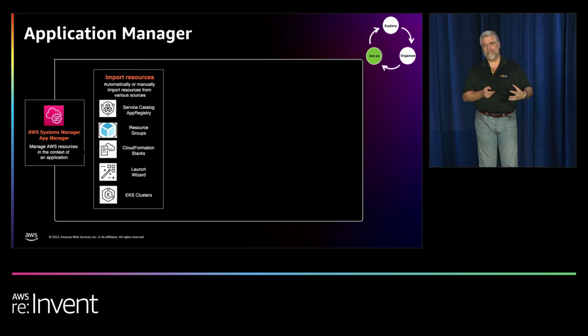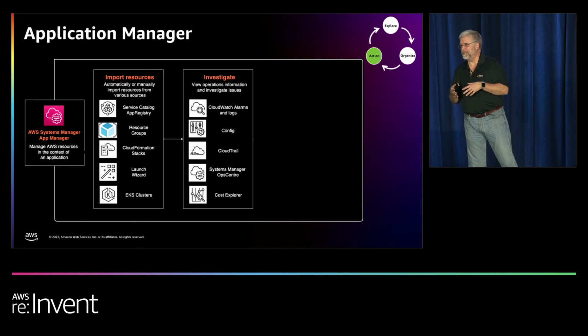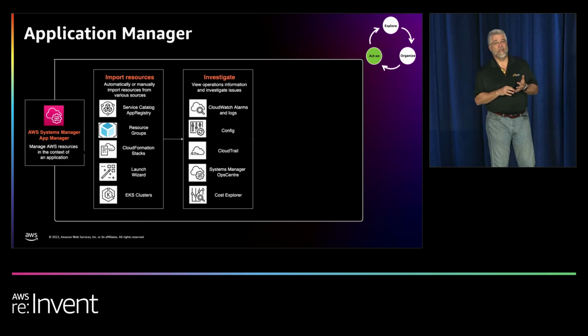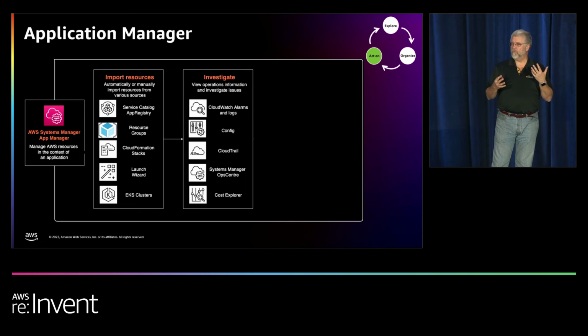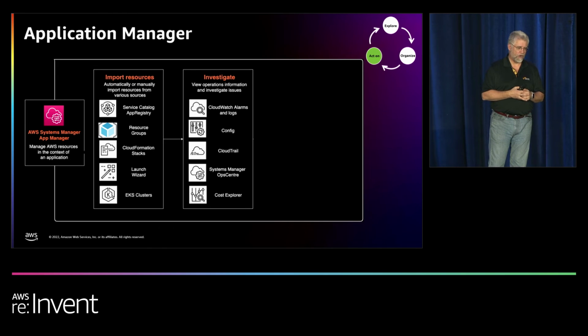And once you've gotten these constructs in, or you've selected what you want to look at, it allows you to do a lot of different things. It brings together a lot of information from CloudWatch, such as alarms and logs. It allows you to look at how you're doing with AWS Config and Config rules. Are you compliant with the rules that have been set up in your environment?